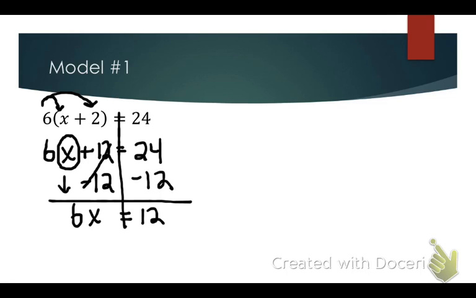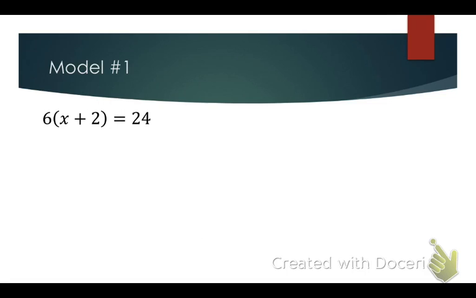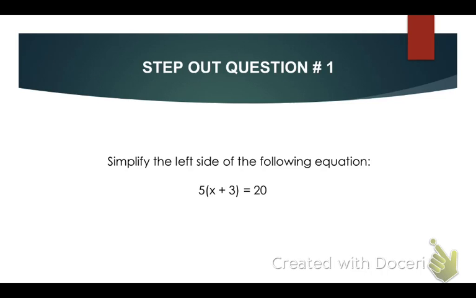I'm going to divide both sides by 6. Since the left side reads 6 times x, the inverse or the opposite operation is division. x equals 12 divided by 6, which is 2. Hopefully you got that answer. Your first step-out question is to go ahead and simplify the left side of the following equation.